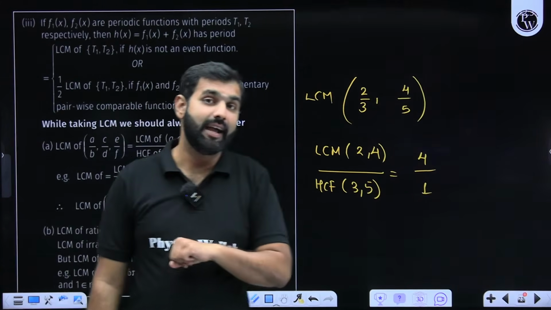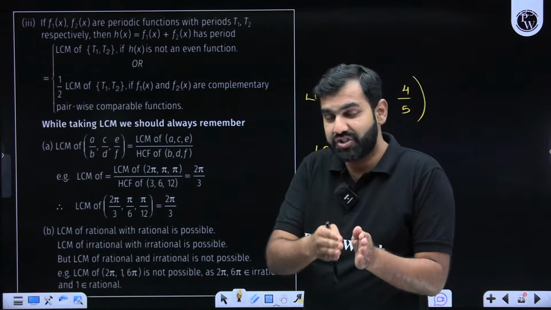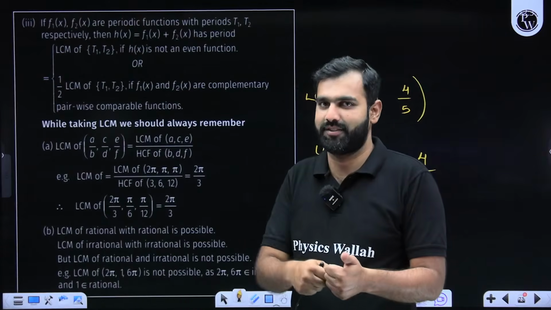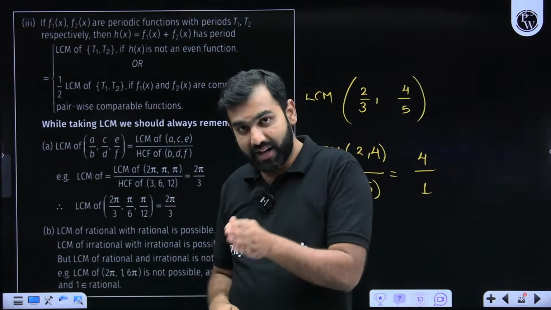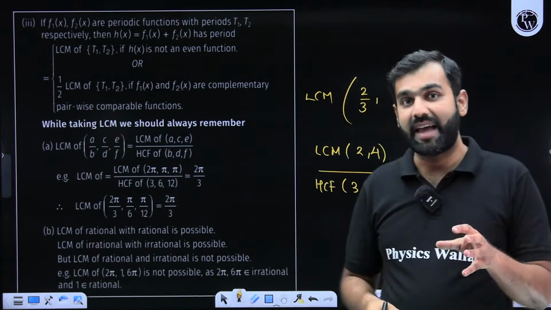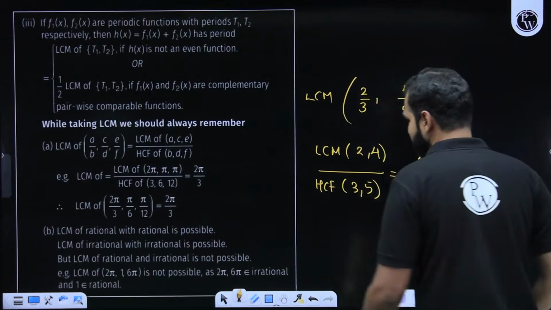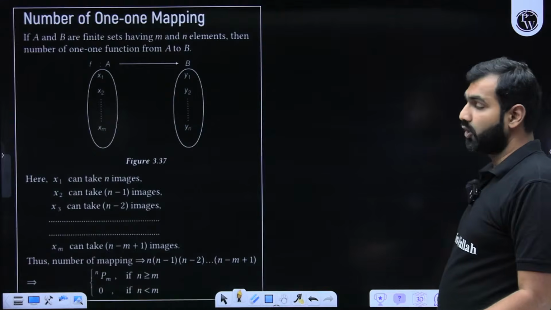But there is again a catch. What is that? If you are taking the LCM of a rational and an irrational number, then it does not exist. So the LCM of a rational and a rational can be taken. The LCM of an irrational and an irrational can be taken. But you cannot take the LCM of a rational and an irrational number. Please remember that. I hope you wouldn't forget that. So with that, now let's talk about the number of mappings.